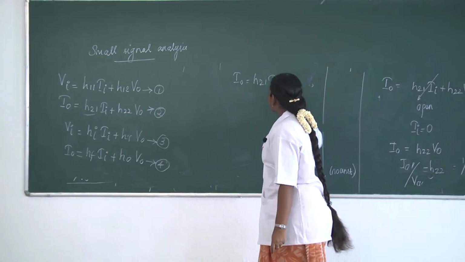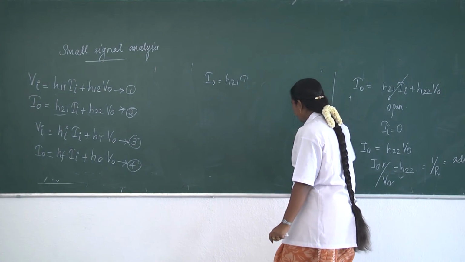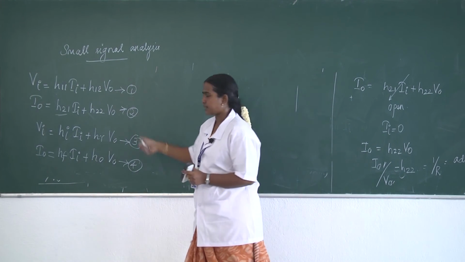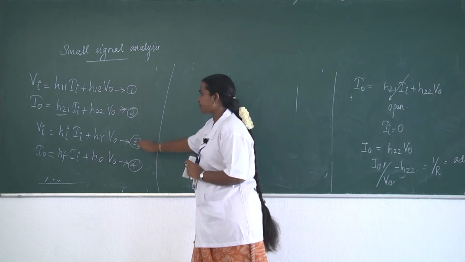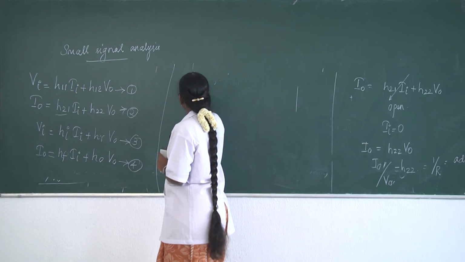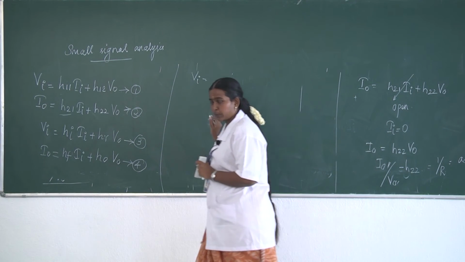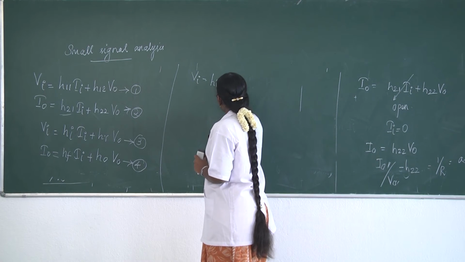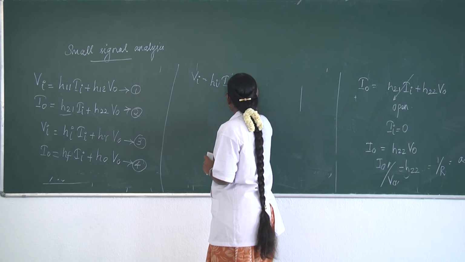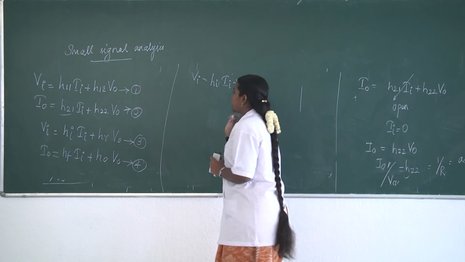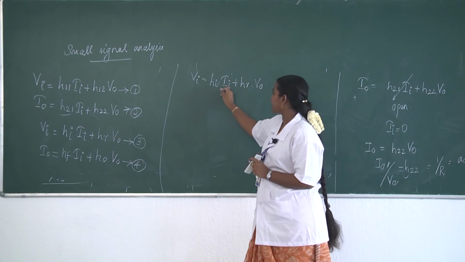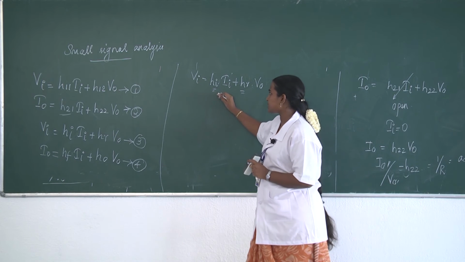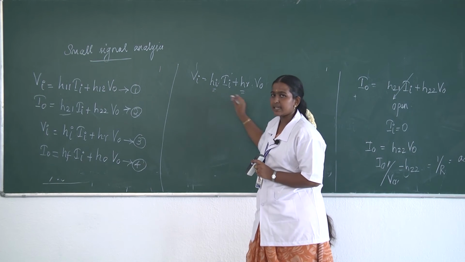So in order to simplify the equations, we are going to substitute the values of Hi and Hr. First let me consider the first equation, that is Vi is equal to Hi into Ii plus Hr into V0. Now I know the values of Hi and Hr, so I am going to substitute them.